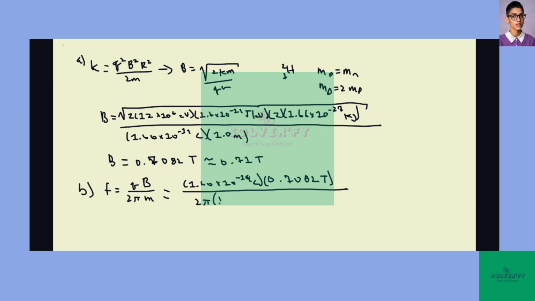times 2 times 1.66 times 10 to the minus 27 kilograms, which is equal to 5.39 times 10 to the 6th hertz, or 5.4 megahertz.